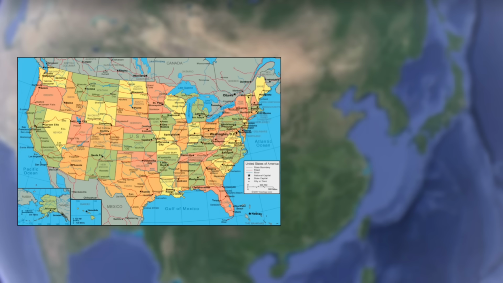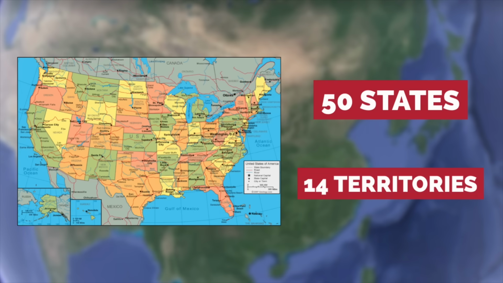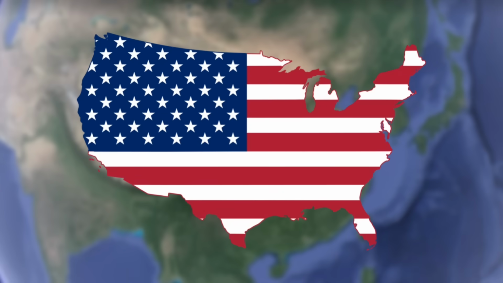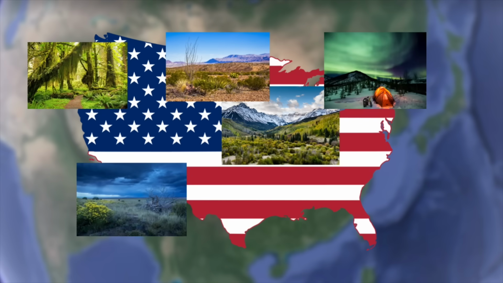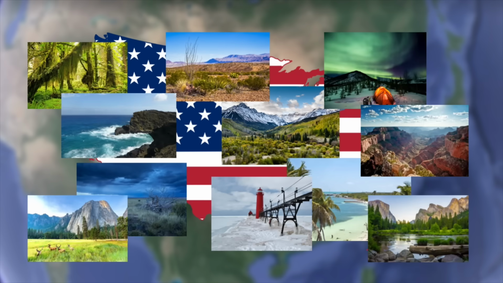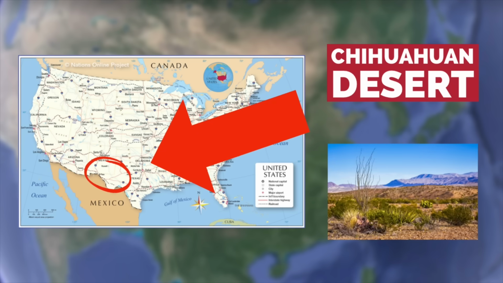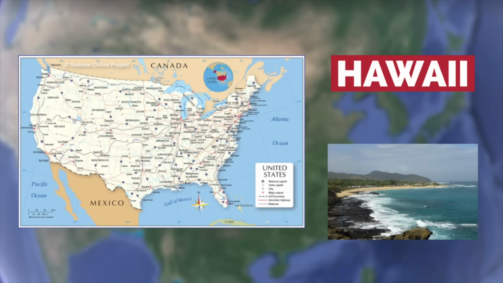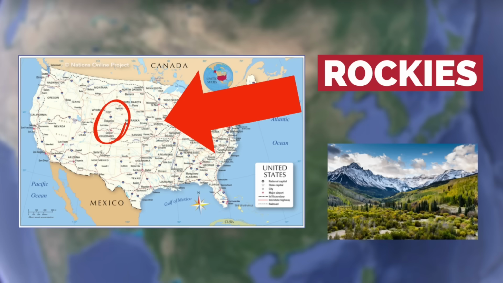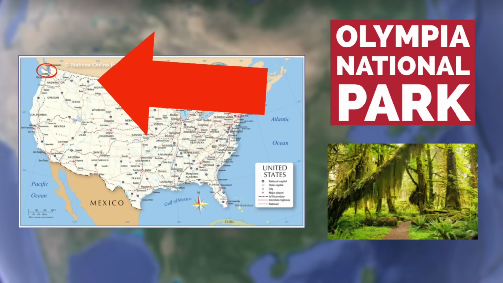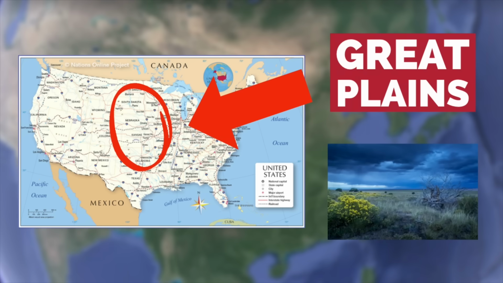The United States is divided up into 50 states and 14 not very often thought of territories. It too is a very large nation and is often thought of as one of the most geographically diverse countries, if not the most geographically diverse country in the world. It has multiple deserts, including the Mojave, Sonoran, and Chihuahuan deserts, the tropical climates of Florida and Hawaii, the Arctic climate of Alaska, the huge Rocky Mountain range, the dense forests of the Pacific Northwest, and the Great Plains, whose public opinion can basically be summed up by this picture.